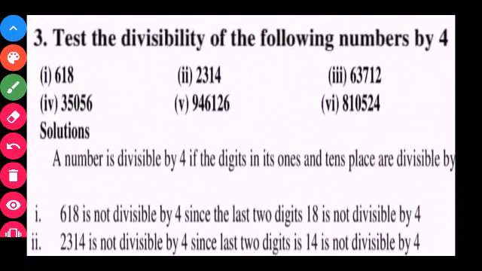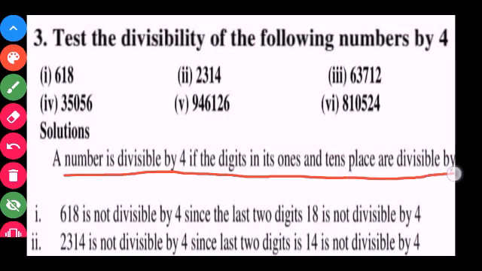Now divisibility of 4. How to check divisibility of 4? A number is divisible by 4 if the number formed by its ones and tens place digits is divisible by 4. Understand? So a number is divisible by 4 if its digits in the ones and tens place form a number divisible by 4. That means when a number is formed by the unit place and tens place and that number is divisible by 4, then the whole number is divisible by 4.